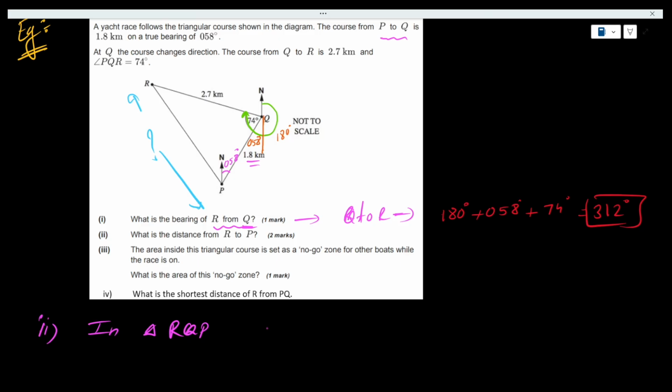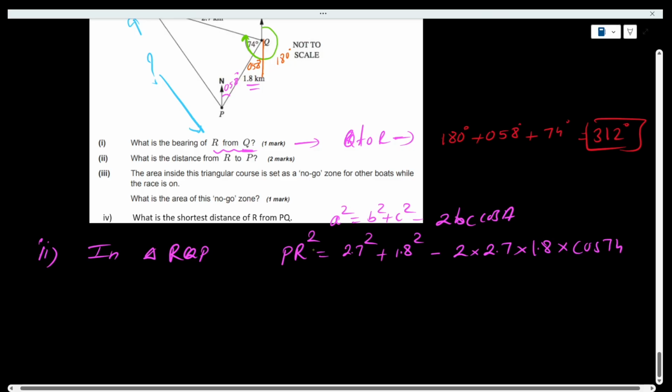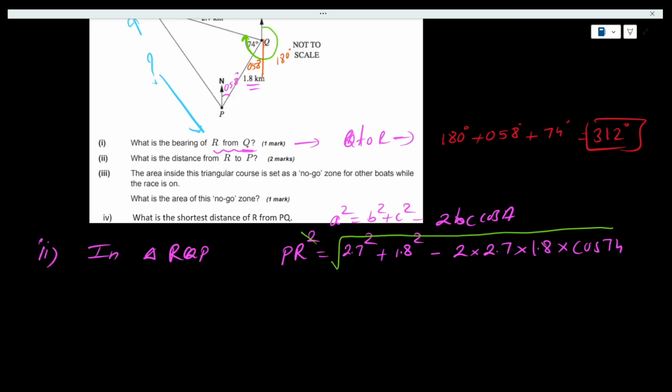Because RP is unknown, using the cosine rule I can take PR square will be equal to 2.7 square plus 1.8 square minus 2 times 2.7 times 1.8 times cos 74. And if you do the simplification, the square will go to the other side and you need to calculate this value. So PR square is coming as 7.8508 approximately, and if you take the square root of this value, it's coming as 2.8019, which is 2.8 kilometers.